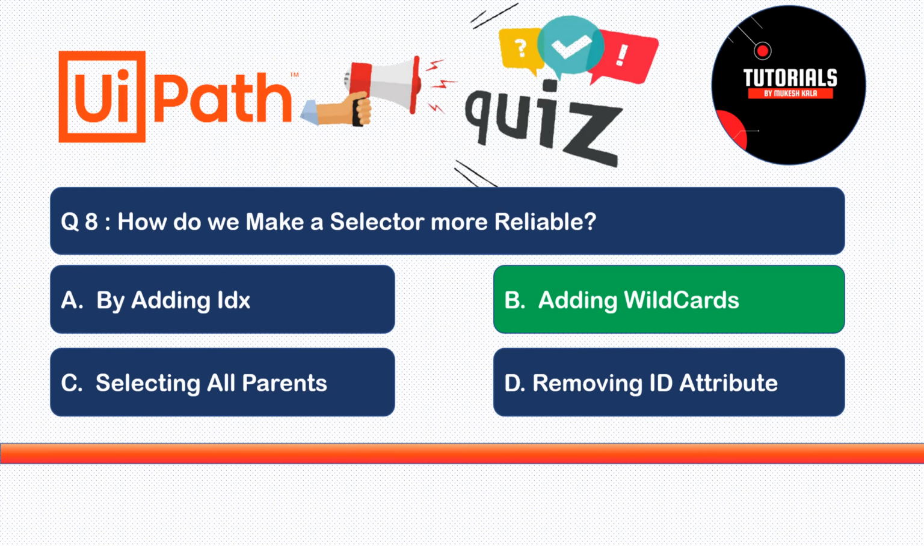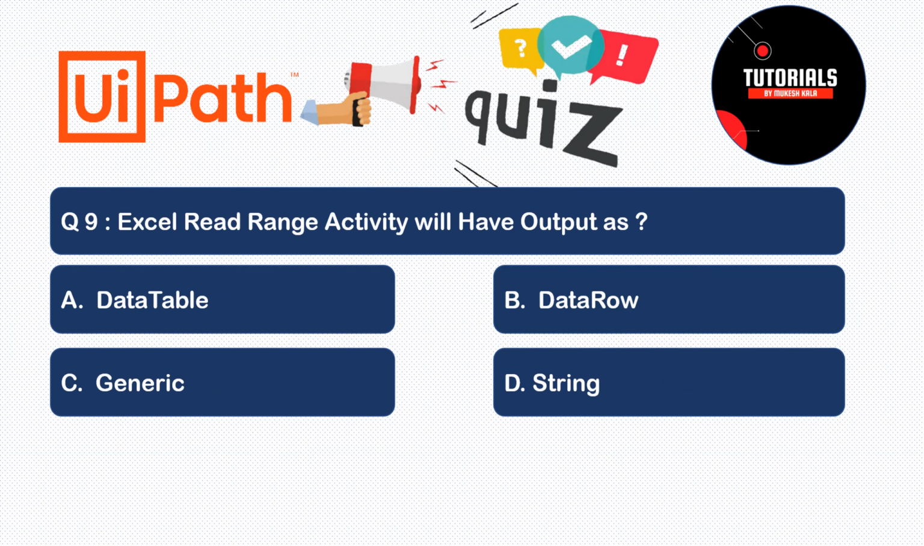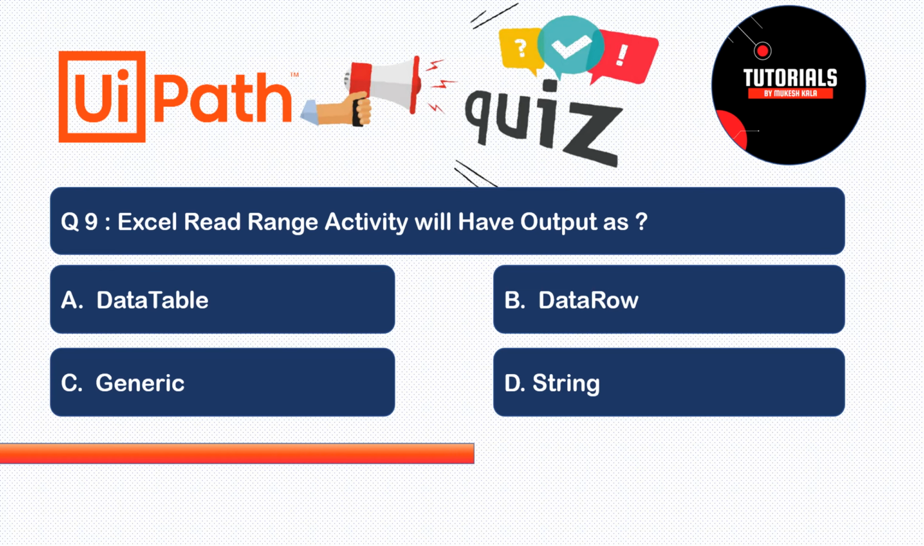And let me go to the next question, that is question number 9. So we have Excel activities, and we use the Excel read range activity to read the data. When I use the Excel application scope and I have a read range activity, what is the output? Do I get a data table, a data row, a generic value, or a string? I am reading an Excel in UiPath. Which data do I get?